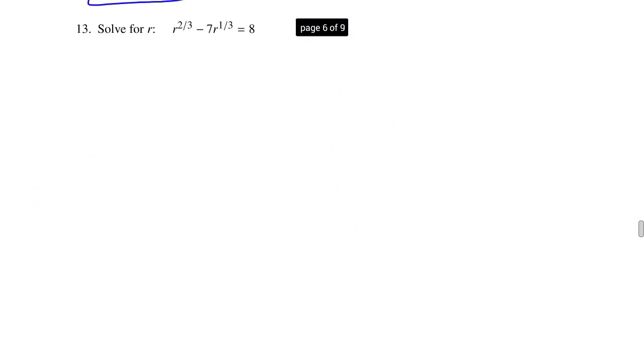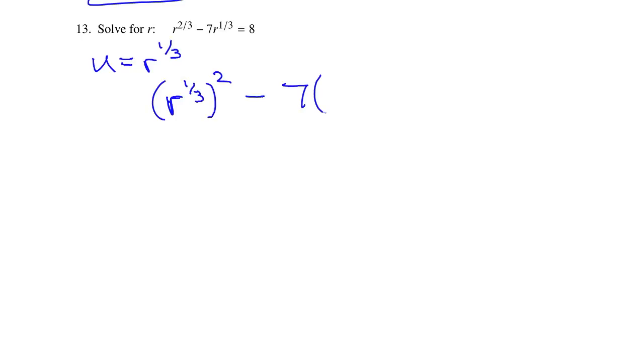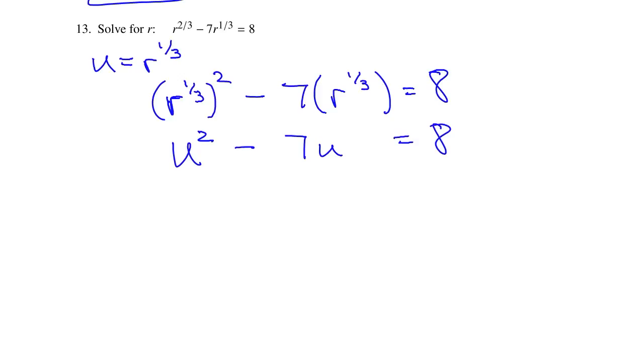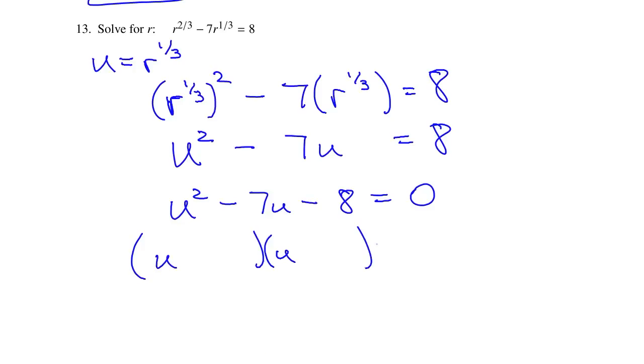Problem 13, solve for r. So I'm going to use substitution. We're going to say u is equal to r to the 1/3. So this is r to the 1/3 squared minus 7 times r to the 1/3 is equal to 8. Now I'm going to substitute the u, so it's u squared minus 7u is equal to 8. I have a quadratic. Move everything to the left. That gives me u squared minus 7u minus 8 is equal to 0. And you get u and u, 8 and 1, minus and plus.